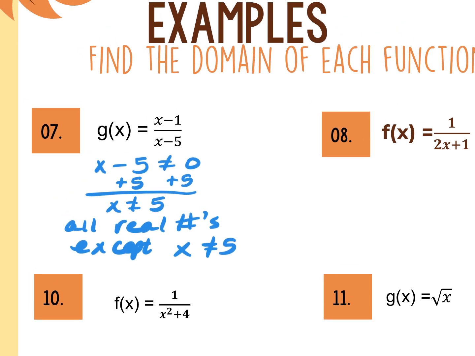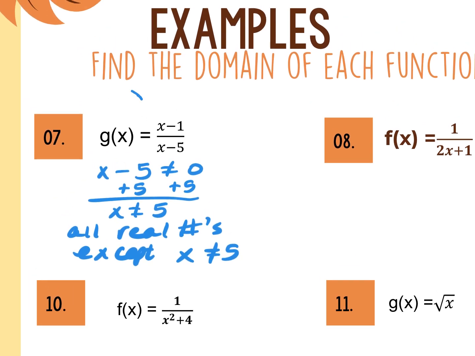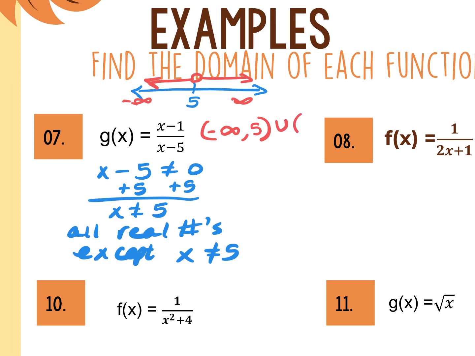So again, if you wanted to graph it for yourself, you could put 5 here. It's going to have that open circle, and then it's everything else on the number line. So again, in interval notation, it goes from negative infinity up to the 5 with a parentheses because it's an open circle, and then union 5 to infinity.